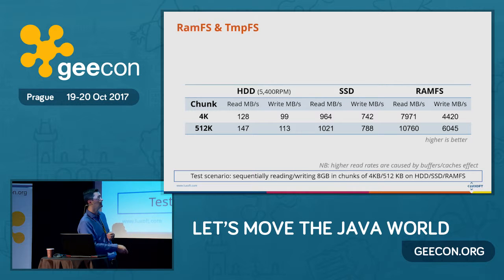Also, you can notice in here that the reads are quite high. That's because when I did those tests, the effect of buffers and caches in Linux came into play. So I couldn't avoid that, even if I tried with 8 gig and tried to sequentially allocate in my test this 8 gig in chunks of 4K or 512 kilobytes.